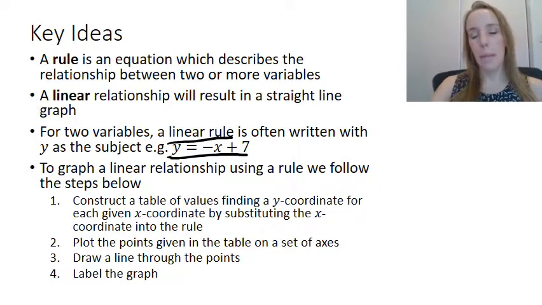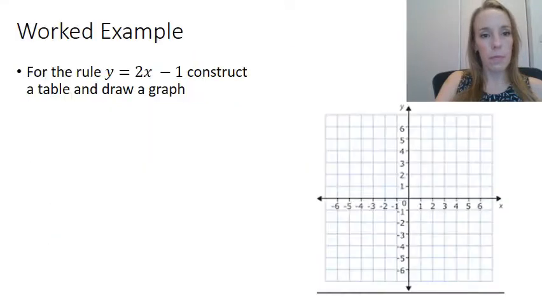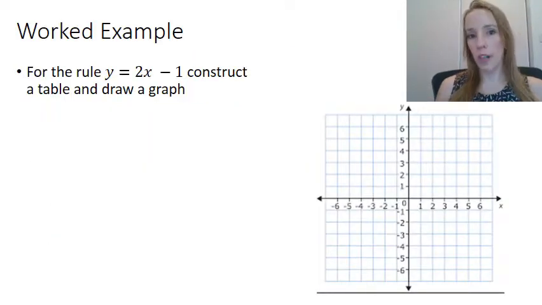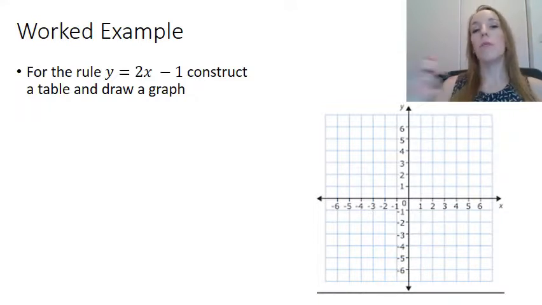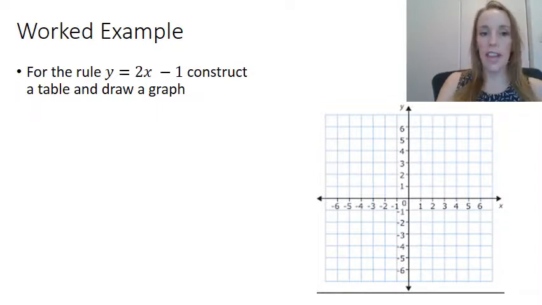So we've got a few examples, because it's easier to see an example than just hear me tell you what to do. Okay, so our first worked example. We've got a rule here, y equals 2x take 1, construct a table and draw a graph. So these will all be linear rules, so we know we're going to get straight lines.